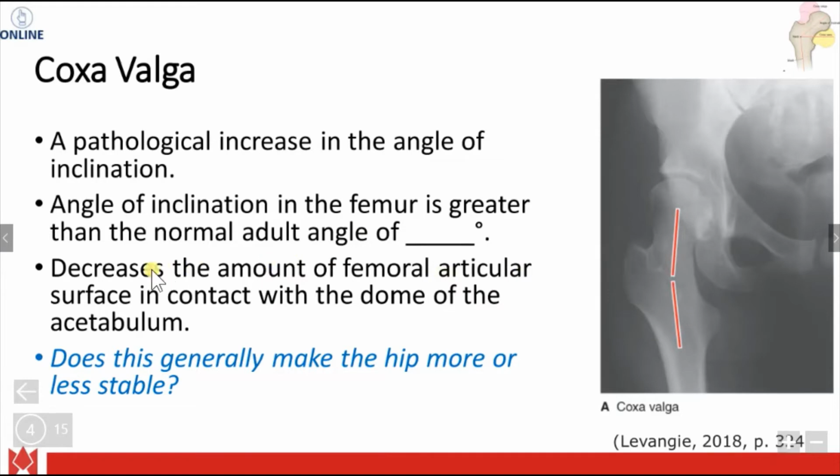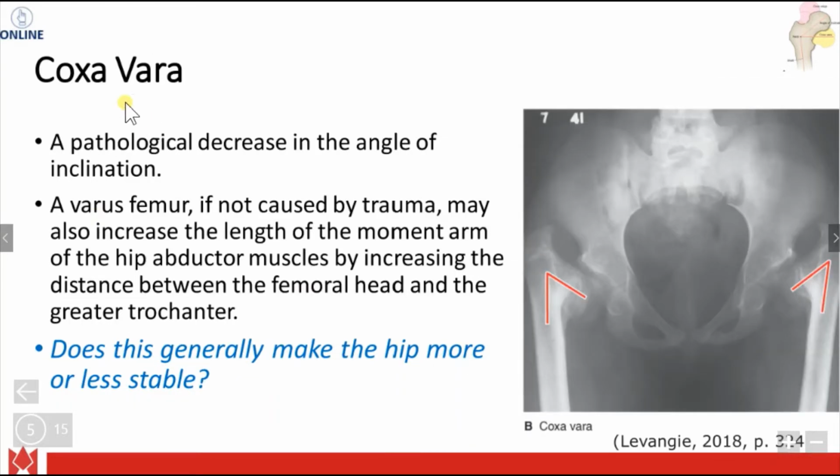So with this, it does decrease the amount of femoral articular surface in contact with the dome of the acetabulum. And if you look at this, because you have this straight vertical alignment, would you think this generally makes the hip more or less stable? Well, for the most part, because of this alignment, it's going to remove stability of the hip, so it makes it less stable. Let's look at Coxa Vara, and this is a decrease in the angle of inclination.